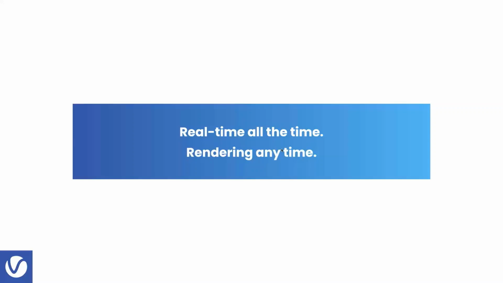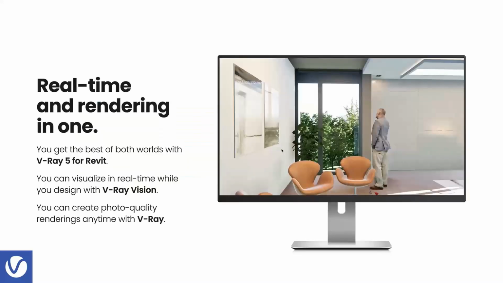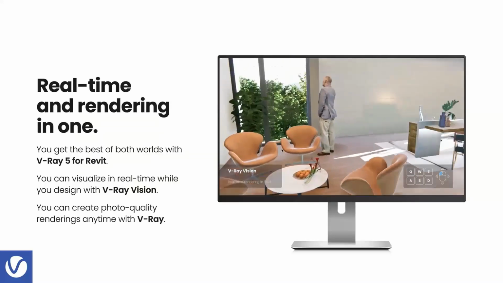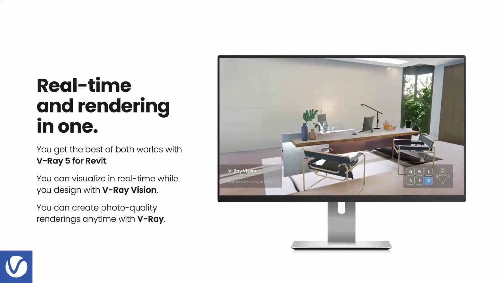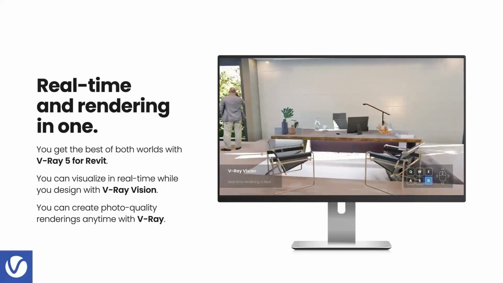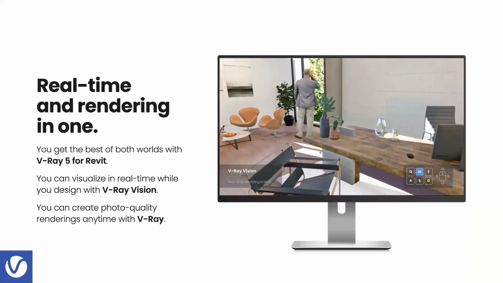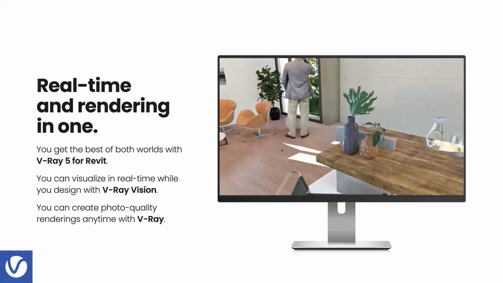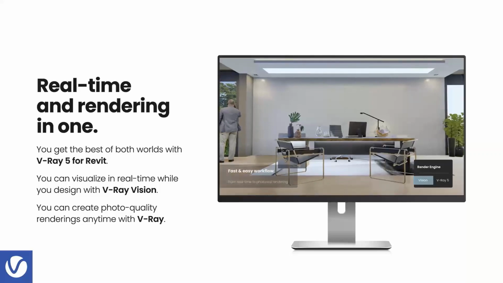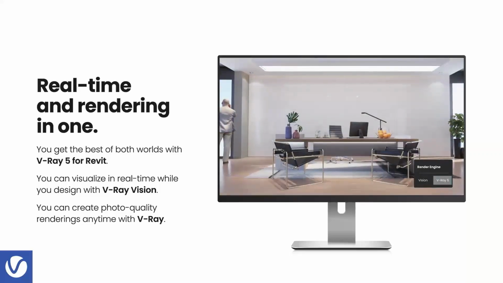So really, this was our goal with V-Ray 5 for Revit. We want you to have real-time all the time while you're designing right inside of Revit, and then photorealistic rendering with V-Ray anytime you need it. So the first thing that we added, and this is a really big step for V-Ray 5 for Revit, is that now you have real-time and rendering all in one seamless connected application. You get real-time visualization right in your viewport with V-Ray Vision, or right inside the V-Ray Vision viewport, and then photo quality renderings with V-Ray.